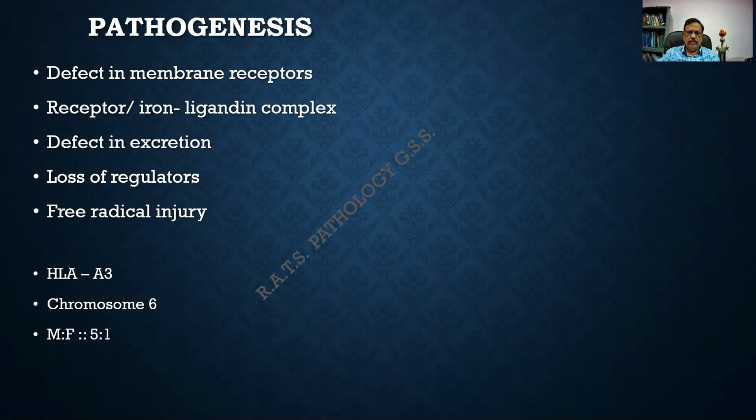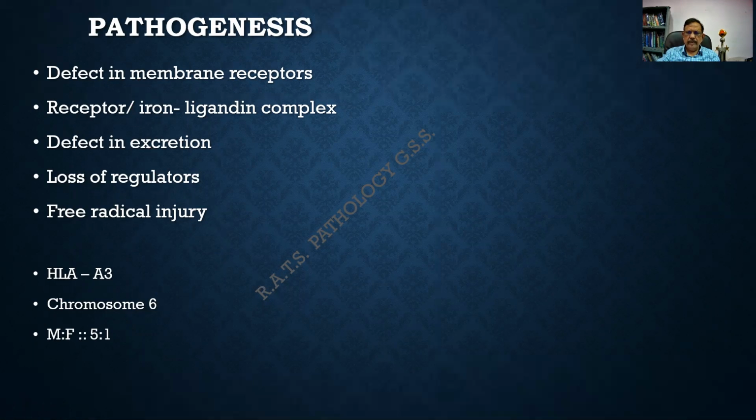This can be because of a defect in the membrane receptors or in the receptor ligand complex. Defect in excretion. There will be absorption but no adequate excretion. Loss of the regulators. And finally, a free radical injury. These are all different hypotheses by which there can be an increased amount of iron. Also, there can be a genetic component such as a defect in chromosome 6, or it can be associated with HLA, human leukocyte antigen A3.